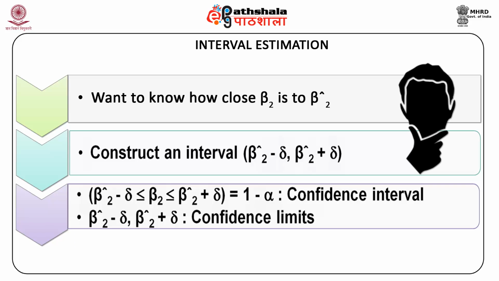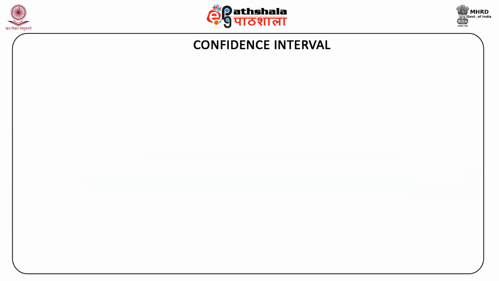The probability that beta hat 2 minus delta is less than or equal to beta 2, which is less than or equal to beta hat 2 plus delta, is equal to 1 minus alpha, is known as the confidence interval. Alpha is the level of significance. 1 minus alpha is the confidence coefficient. Beta hat 2 minus delta and beta hat 2 plus delta are the confidence limits. Now we have confidence intervals for beta 1 and beta 2.